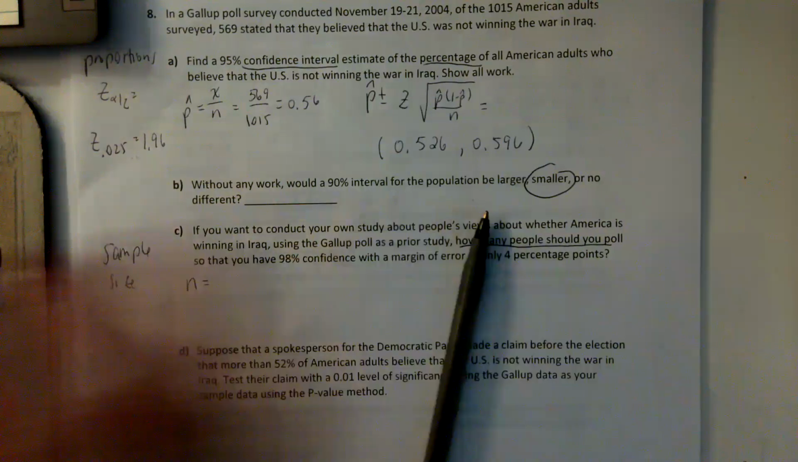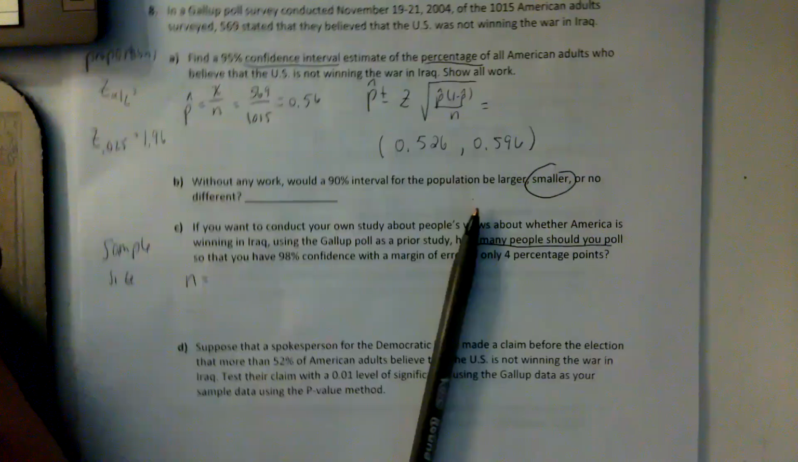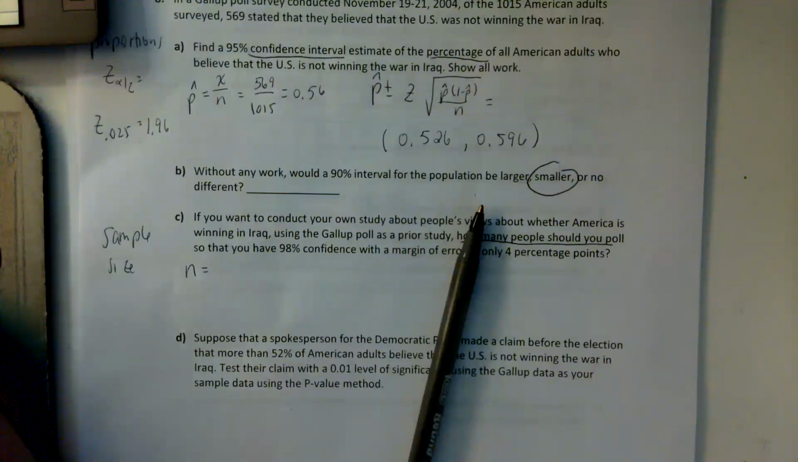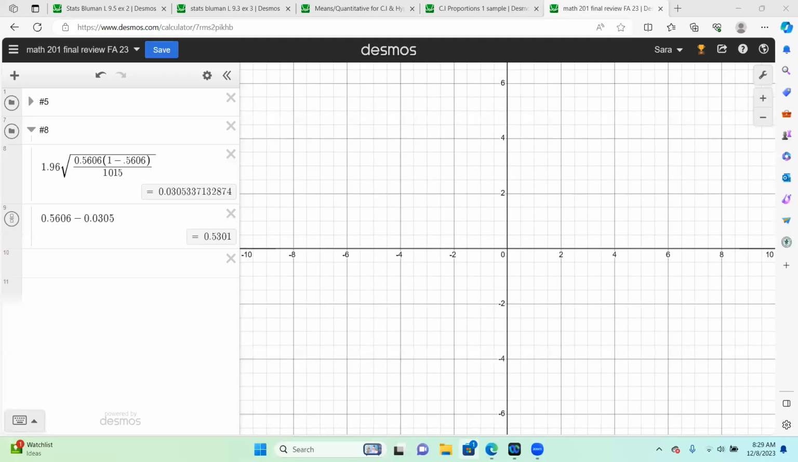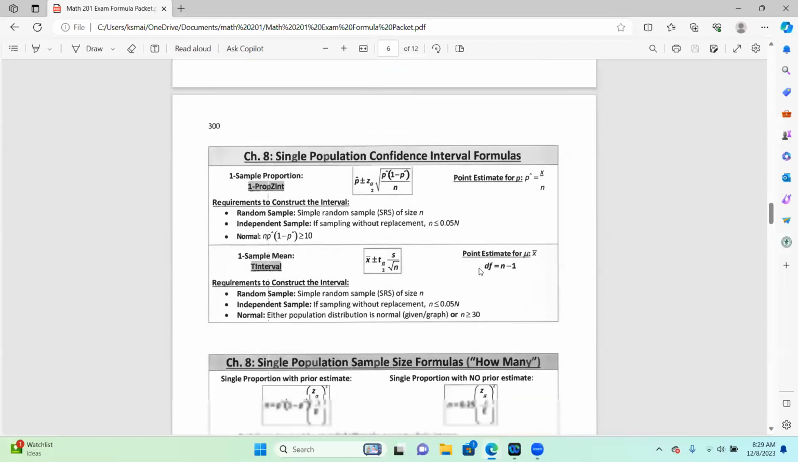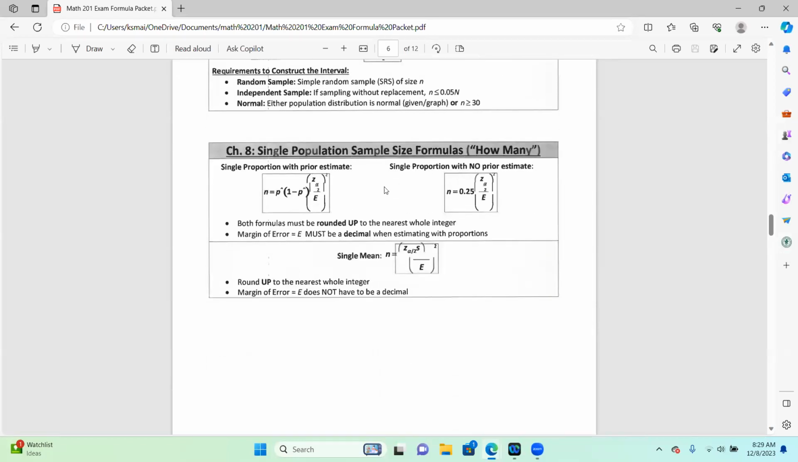Okay. So I'm going to go to my sample size formulas in my formula packet. And here they are. So for proportions, I have two choices. I have one with a prior estimate and one without a prior estimate. So it's asking us for proportions, and I'm going to go with the prior estimate because I'm going to use the data from up above.